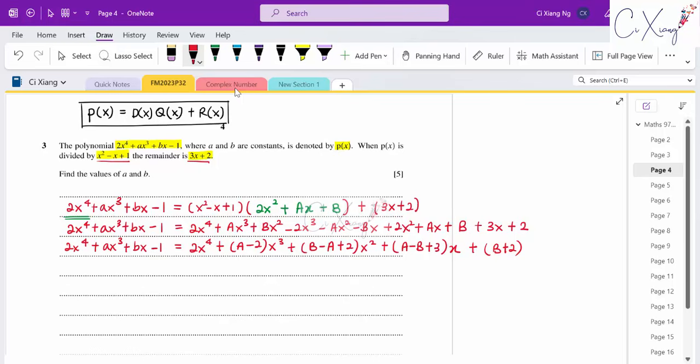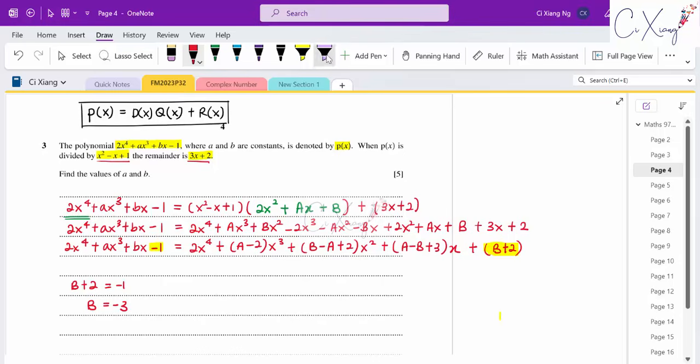From now, we are going to compare the left hand side and the right hand side slowly so that we can get the values for all the capital letters A, B, and small letters a, b eventually. I will start with the constant term first. B plus 2, I will compare with the negative 1 on the left, because both of them are the constant term. So b plus 2 equals negative 1, and very easily we get the value for capital letter B, which is negative 3.